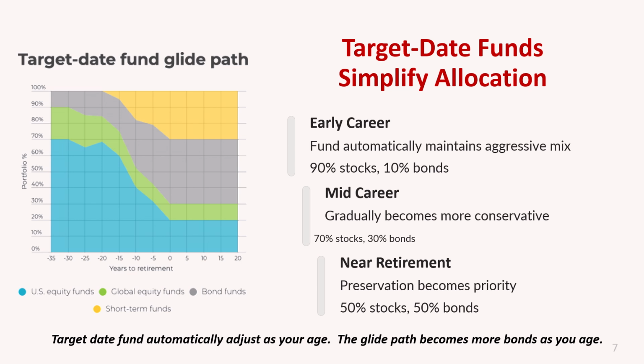The chart on this slide shows the percentages, how it changes over time. For example, if you're 35 years out of retirement, you will have 90% stocks, because we're adding US stocks and global stocks. And you can see how that changes and goes down. And also there is a short-term cash fund that will start increasing as you get closer to your retirement age.